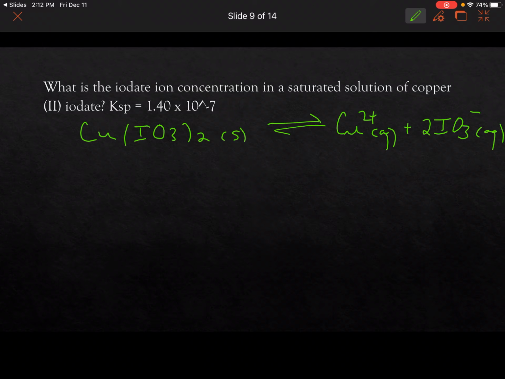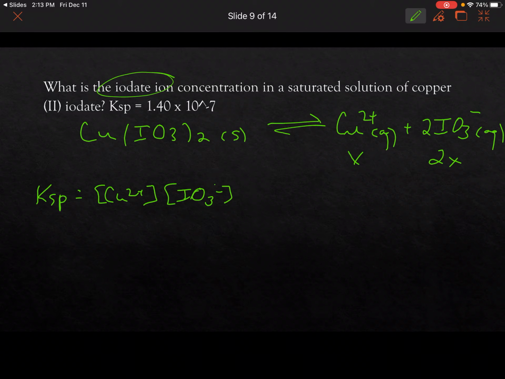So that would be my dissociation equation here, and this is where we get our X's. Again, I've got the KSP and I have to find the concentrations, specifically the iodate ion. So I know that this is X, and this is 2X. So we know that KSP is equal to Cu2+ multiplied by IO3- squared.